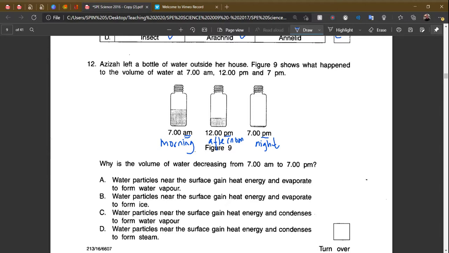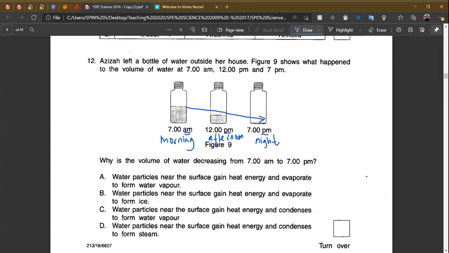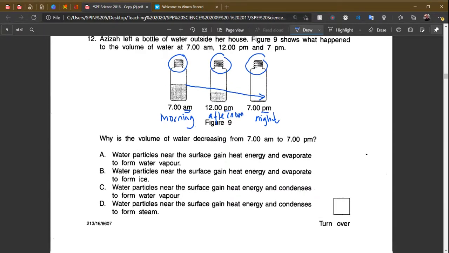So she checked the volume of the water, and as you can see, the water level goes down. Why is the volume of the water decreasing from 7 a.m. to 7 p.m.? If you look at this water, it's a bit confusing because we didn't know whether it's open or not. But let's assume that it's open, meaning it's possible for the water to escape.